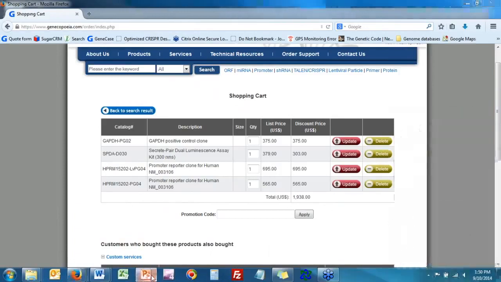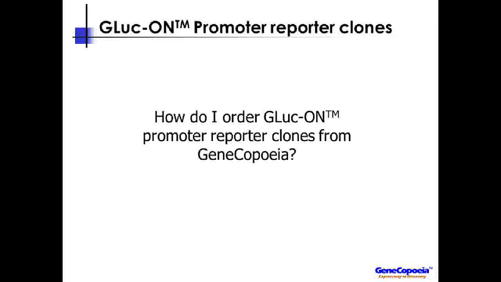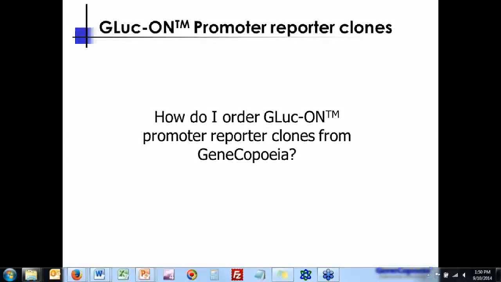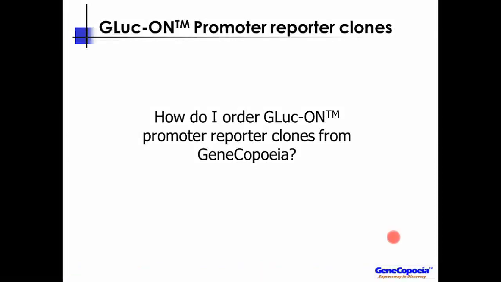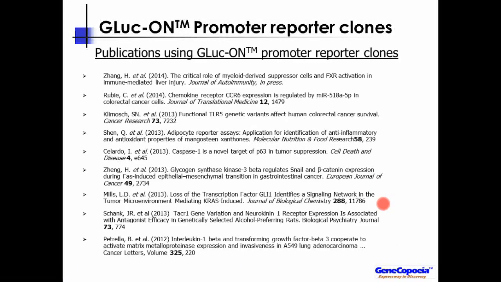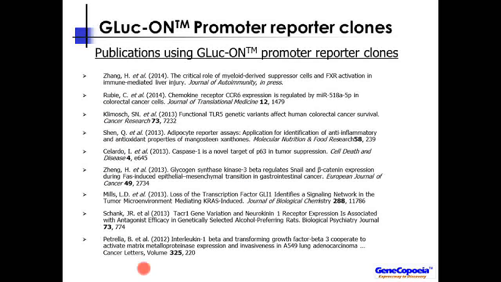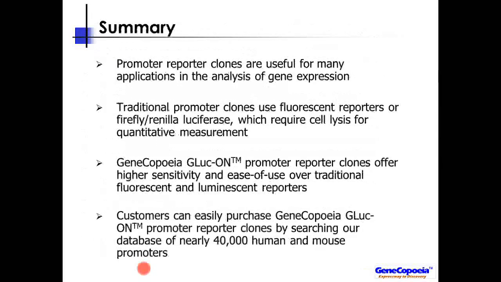All right, so let's go back to the PowerPoint. This is a select list of publications using our promoter reporter clones. Most of them use the dual assay kit. These are just 12 of them. So it's nice to see that your products are being used in publications, of course.